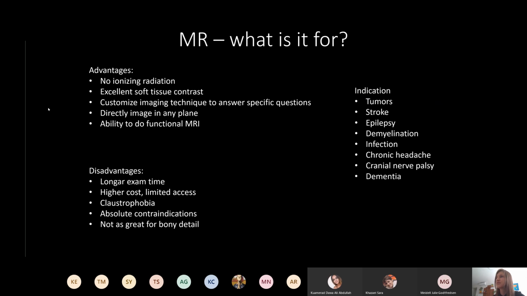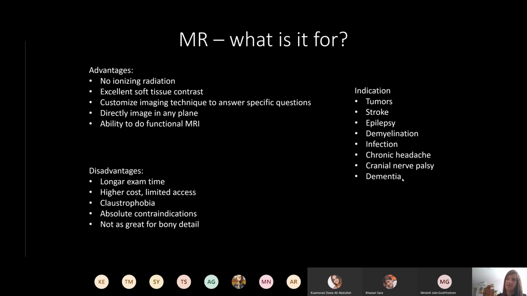So what is MRI used for? We use it for tumor workup, stroke. In acute stroke, we don't use it routinely, but we could, because diffusion imaging is the modality that can detect the ischemia earliest. So that's pretty good, but we don't use it routinely. We use CT. You can use MRI in epilepsy workup, demyelination, infection, chronic headache workup, cranial nerve palsy, dementia.